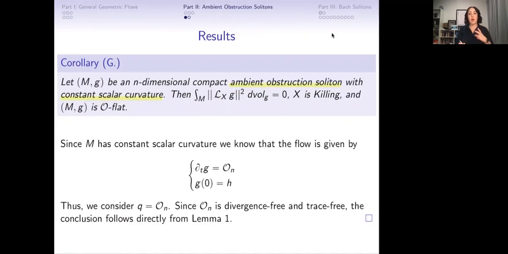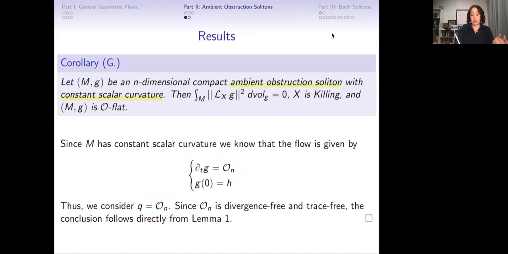So how are we going to prove this? Well, I've kind of already foreshadowed how it's going to go. First, we're going to see that since M has constant scalar curvature, our flow is given by this differential equation here, where Q is just equal to script O. It's just equal to my ambient obstruction tensor.